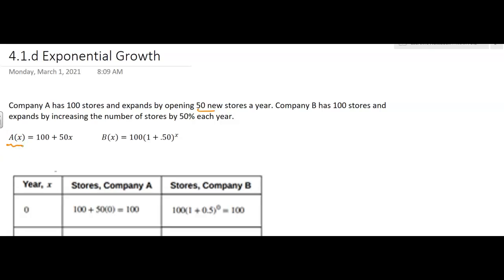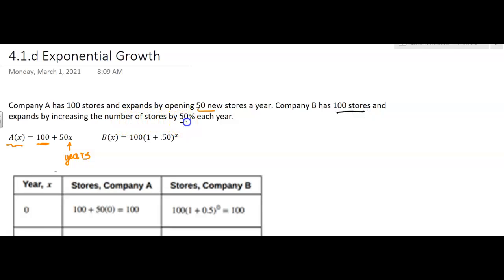It's A for Company A, 100 stores to start with and 50 for each year. So x represents the number of years going by. 10 years go by, they're going to have 500 more stores plus the 100 they started with. That'd be 600 stores.